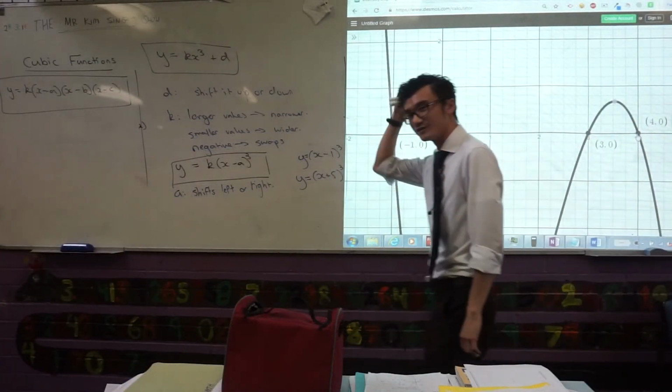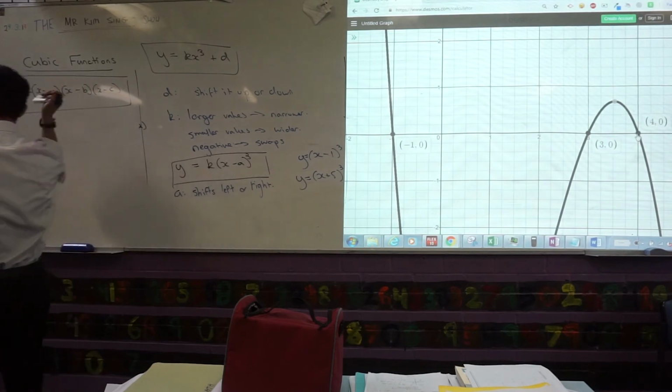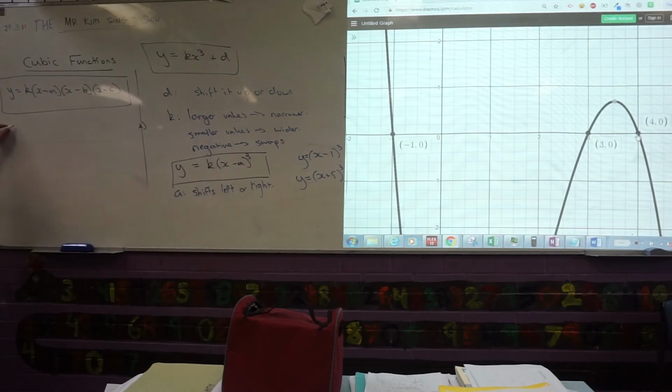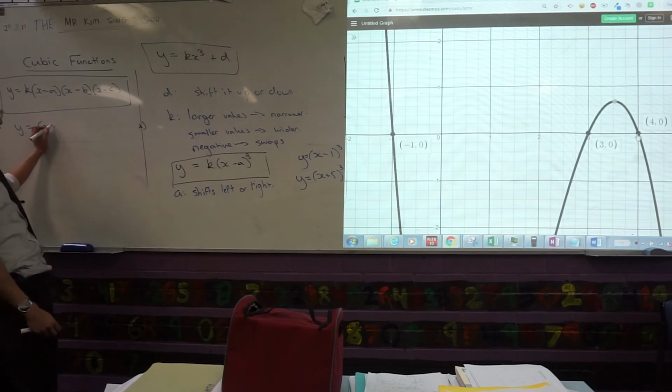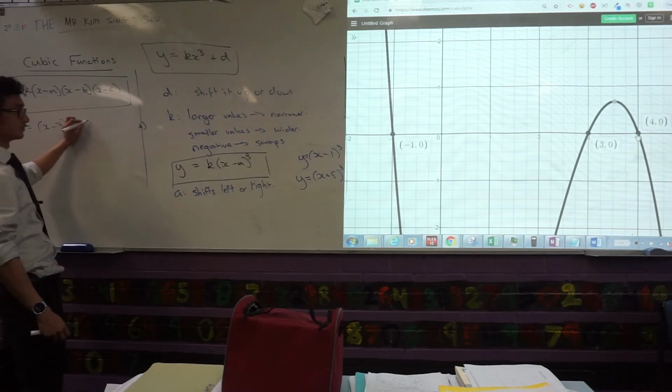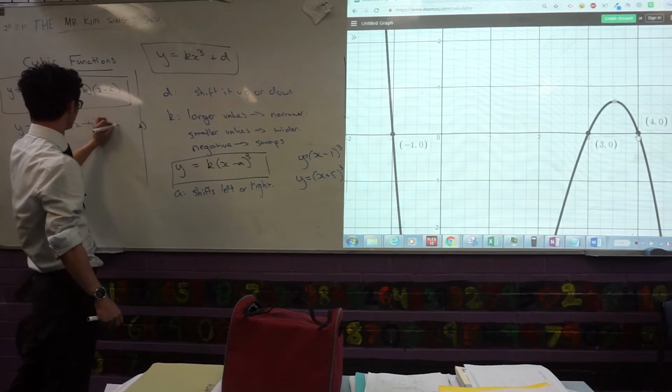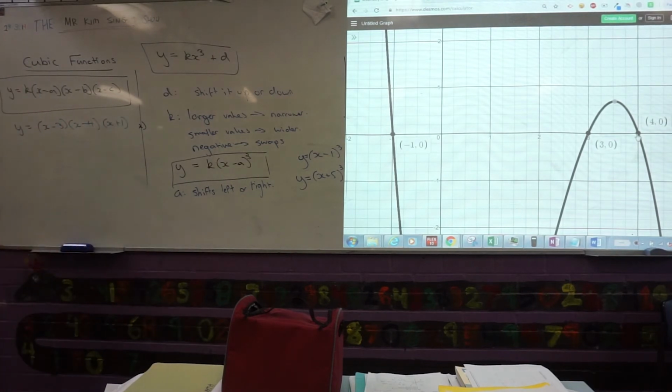Here's my cubic. What have I highlighted here for you? What was our equation, by the way? What did I even say? x minus 3, x minus 4, x plus 1. Okay, so this is our equation. What do you guys notice? Okay, these are the intercepts.